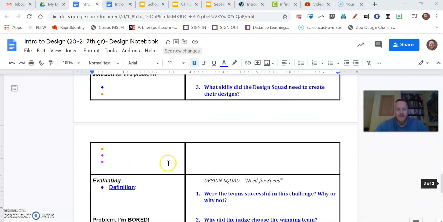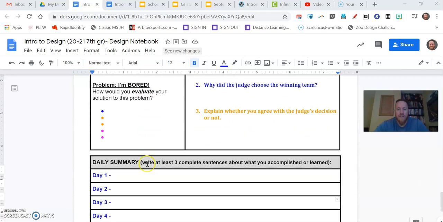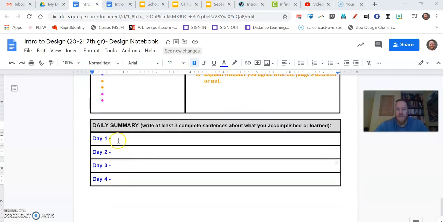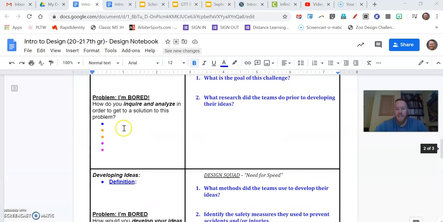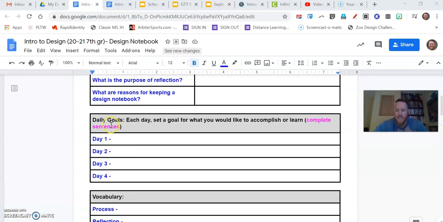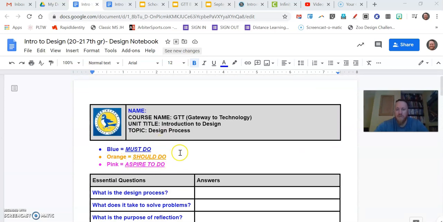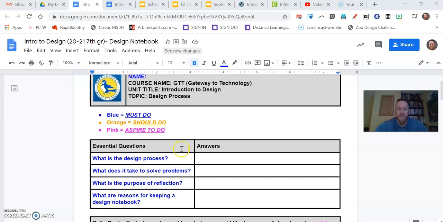Okay, we scroll down, we see some more pink bullet points right there. And then we get to our daily summaries. We're going to ask this semester that you think about what you did each day and you complete a summary, 3 sentences about what you accomplished or learned. And again, that's a must do for everybody. We want you to be able to evaluate your day and think back to what you did and write that as a sentence. All right. So those are what the colors mean in our design notebooks, and all your design notebooks are going to be tailored with that same roadmap and those same colors, and you learn that from your syllabus as well.